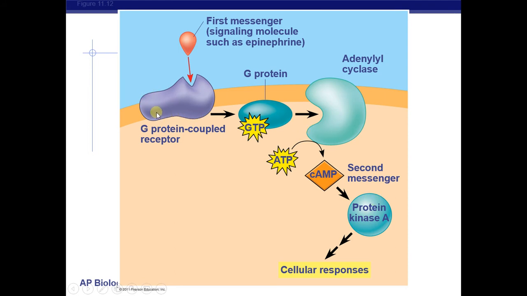Okay, so this is just a little overview, but you'll look at one in more detail in your assignment. Just notice how cAMP, cyclic adenosine monophosphate, is acting as a second messenger, relaying the message from the first messenger, the signaling molecule, to the first protein kinase in the phosphorylation cascade.